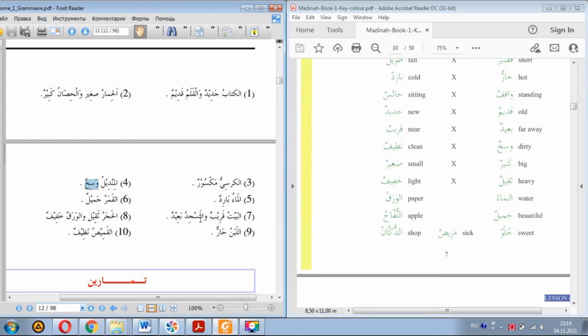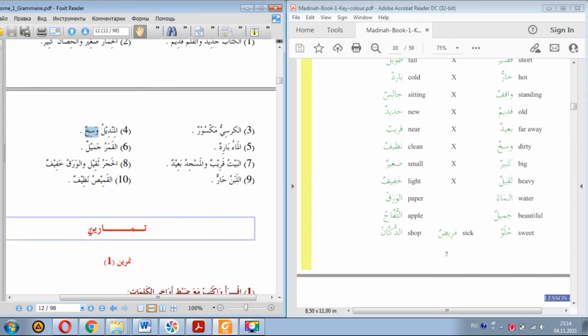And pay attention to how I pronounce it. والمسجد بعيد. And the mosque is far. الحجر ثقيل والورق خفيف. The stone is heavy and the paper is light. اللبن حار. The milk is hot. القميص نظيف. The shirt is clean.